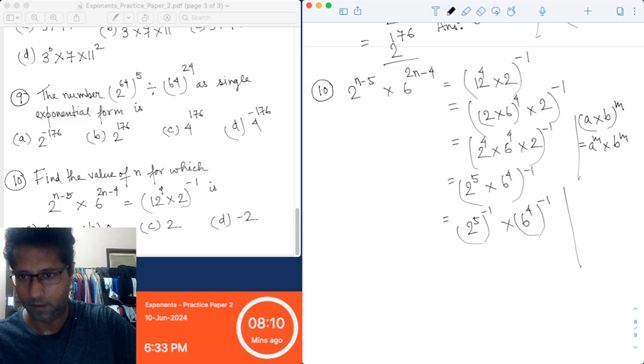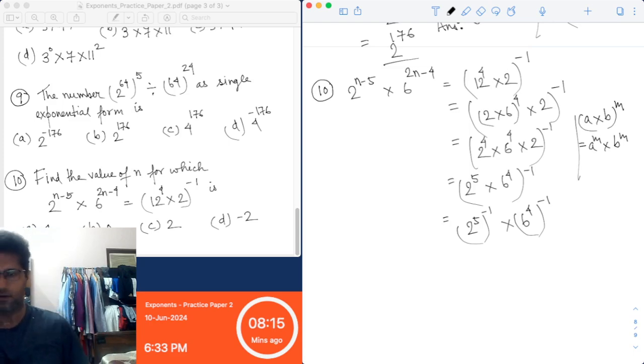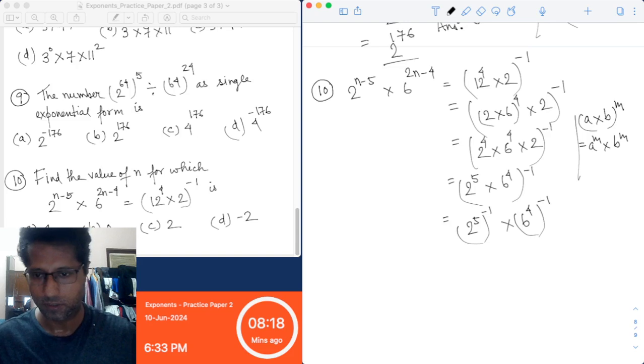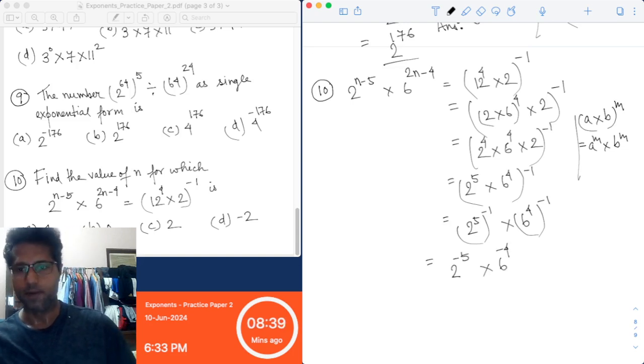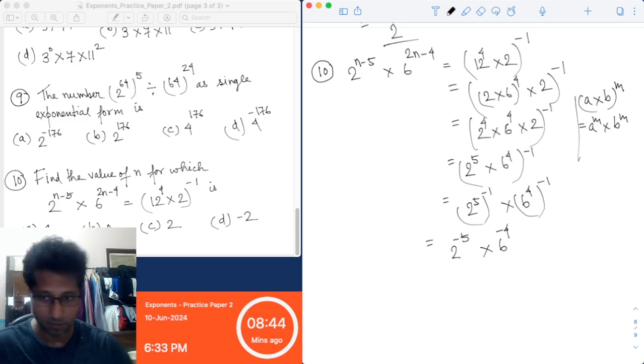The concept applied here is again the one that is already there on the right hand side as a side note: the power gets multiplied. 2 to the power 5 whole raised to the power minus 1 is nothing but 2 to the power 5 into minus 1, that is 2 to the power minus 5. Similarly, this is 6 to the power minus 4. Now we have expressed this as a product of two exponentials where one base is 2 and the other base is 6.